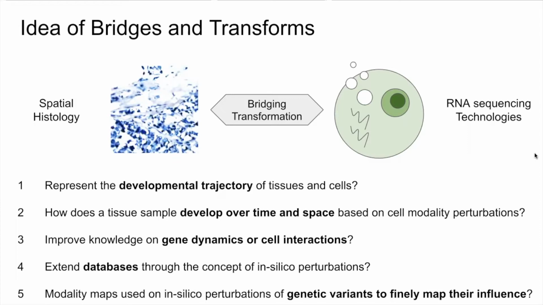Another idea is to look at tissue samples and how they develop over space and time. And this could be related to developmental tissues such as stem cells or organoids. Now, the next idea would be to look at gene dynamics or cell interactions.